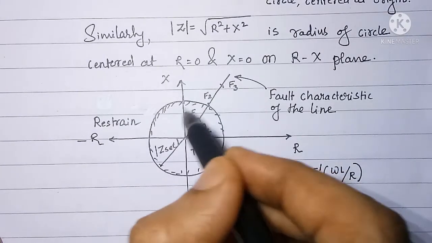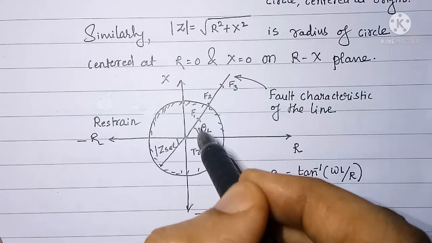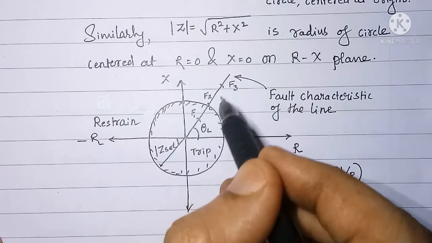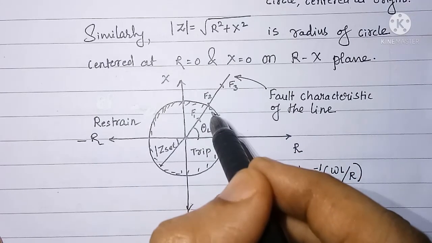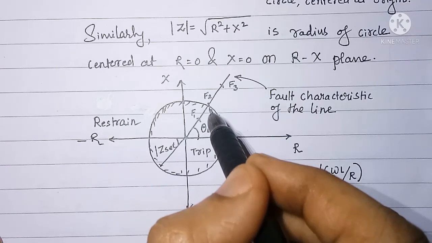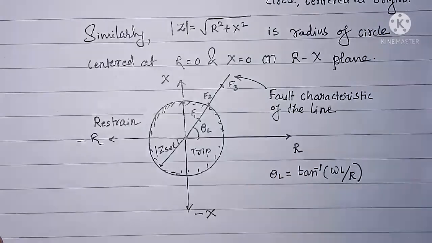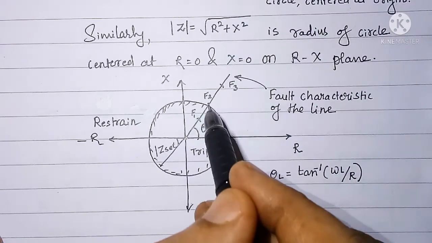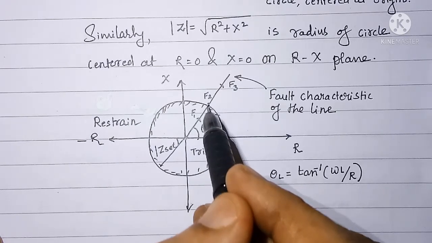So for any fault within this circle relay will operate, and outside and on the circle the relay will not operate. Exactly on the circle, if the fault point lies, relay will be on the verge of operation.